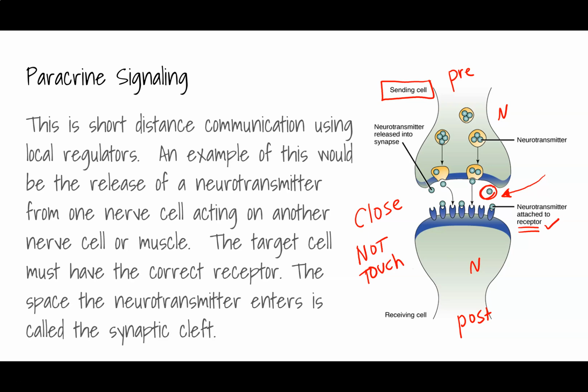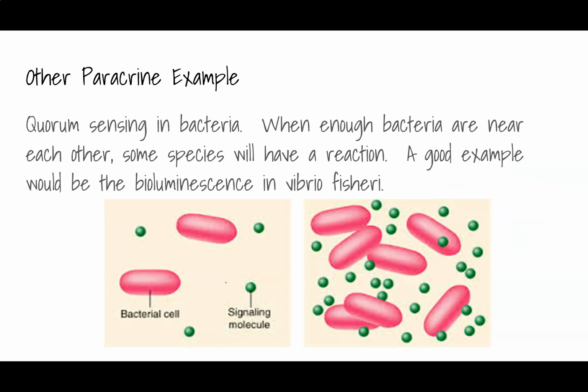So with that, when you were looking to explain, you needed to say something like they were close without touching, and an example would have been neurotransmitters. That would have been a perfect example. Other examples of paracrine happen in bacteria, and it's known as quorum sensing.